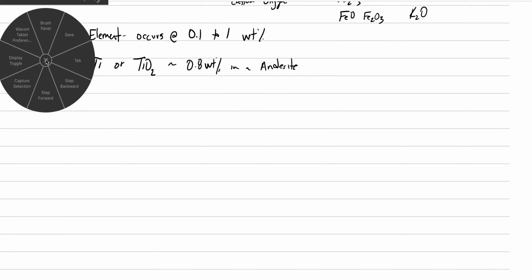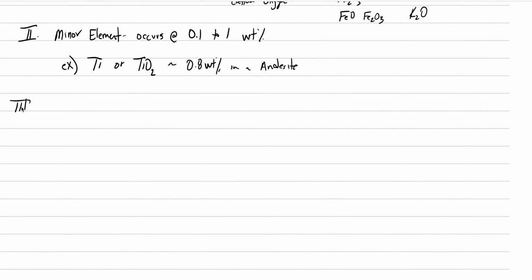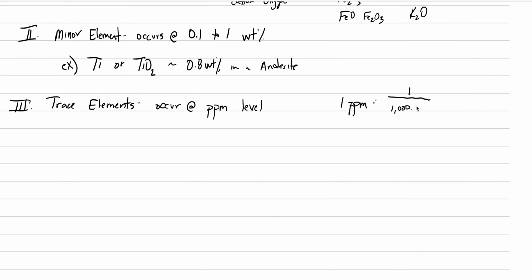Minor elements don't get much press. Major elements get a lot of press, and trace elements get a lot of press. So let's spend a little more time talking about trace elements. Trace elements occur at the ppm level. Maybe 1 ppm, 1,000 ppm, 100 ppm. And when I say ppm, I'm talking about parts per million. So 1 ppm means 1 part for every million parts of the entire mineral or rock.